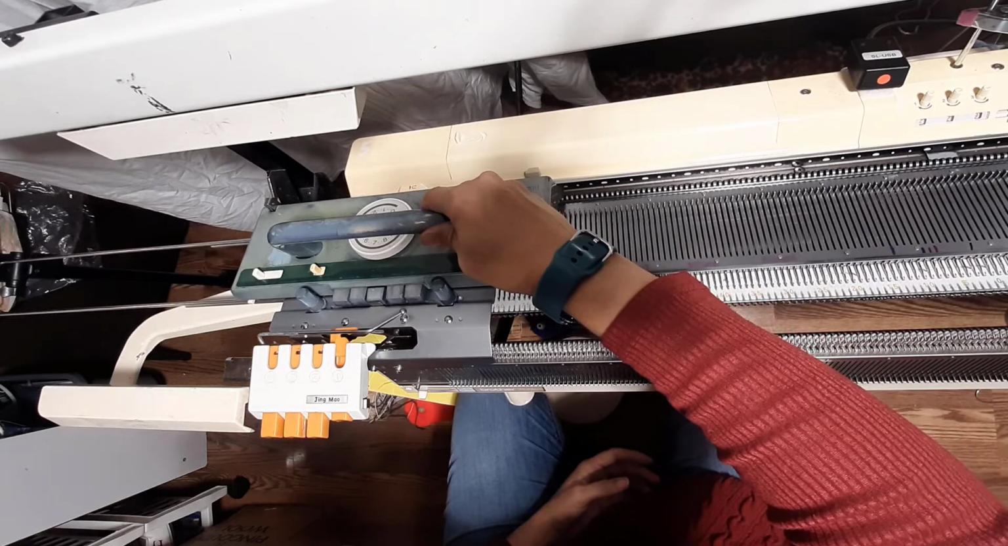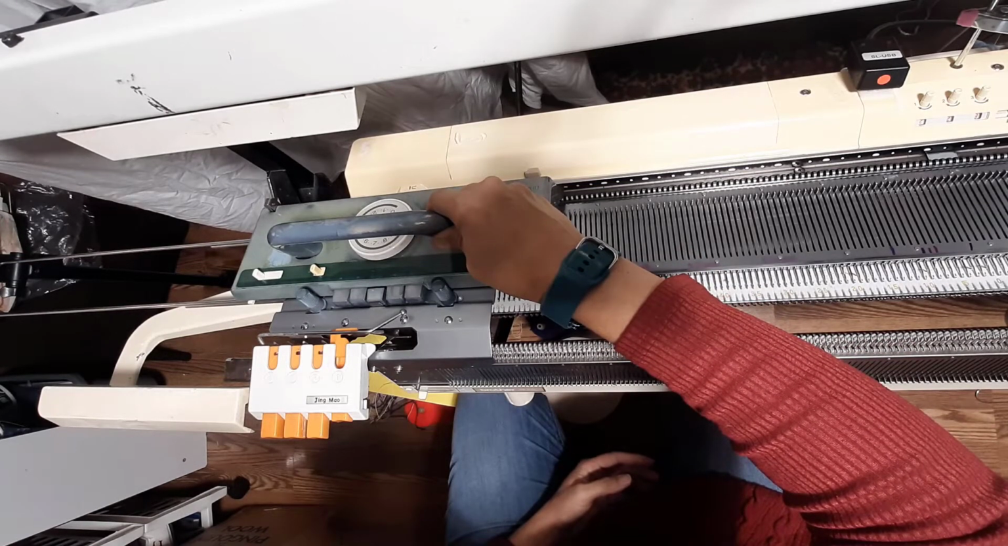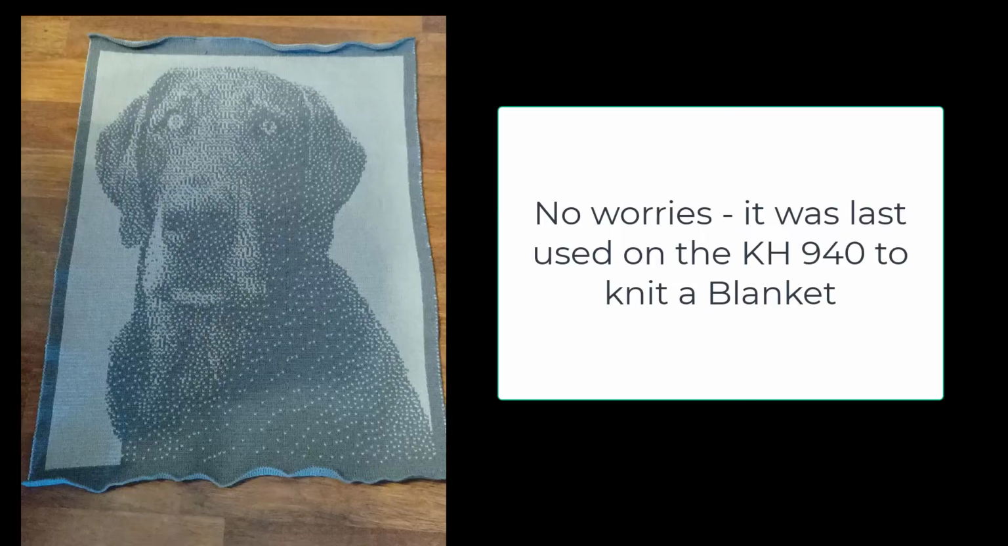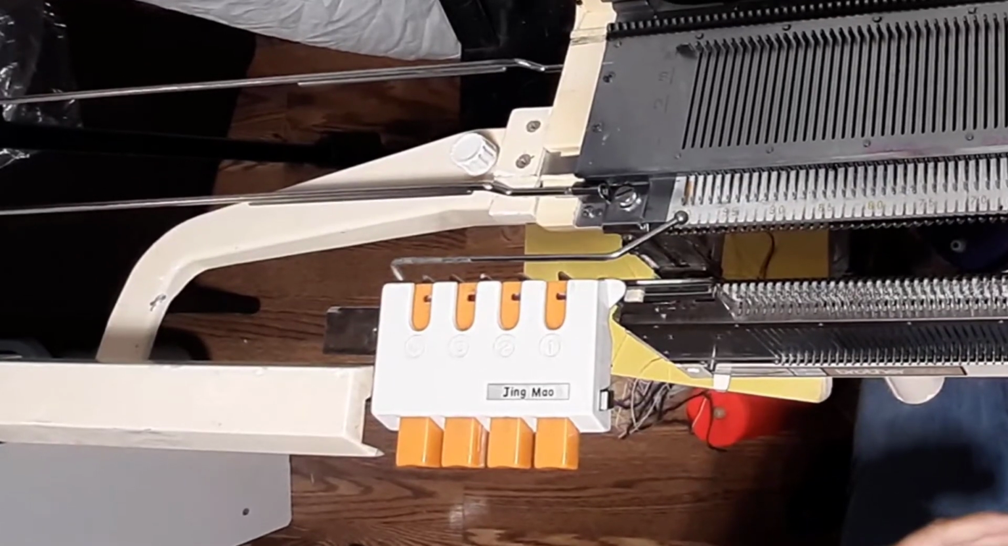I'm thinking this was probably on the bulky. Have to figure this out. Yeah, it was set for the KH940 the whole time. I didn't remember. For the best knitting experience, use slots 1 and 3 instead of 1 and 2.